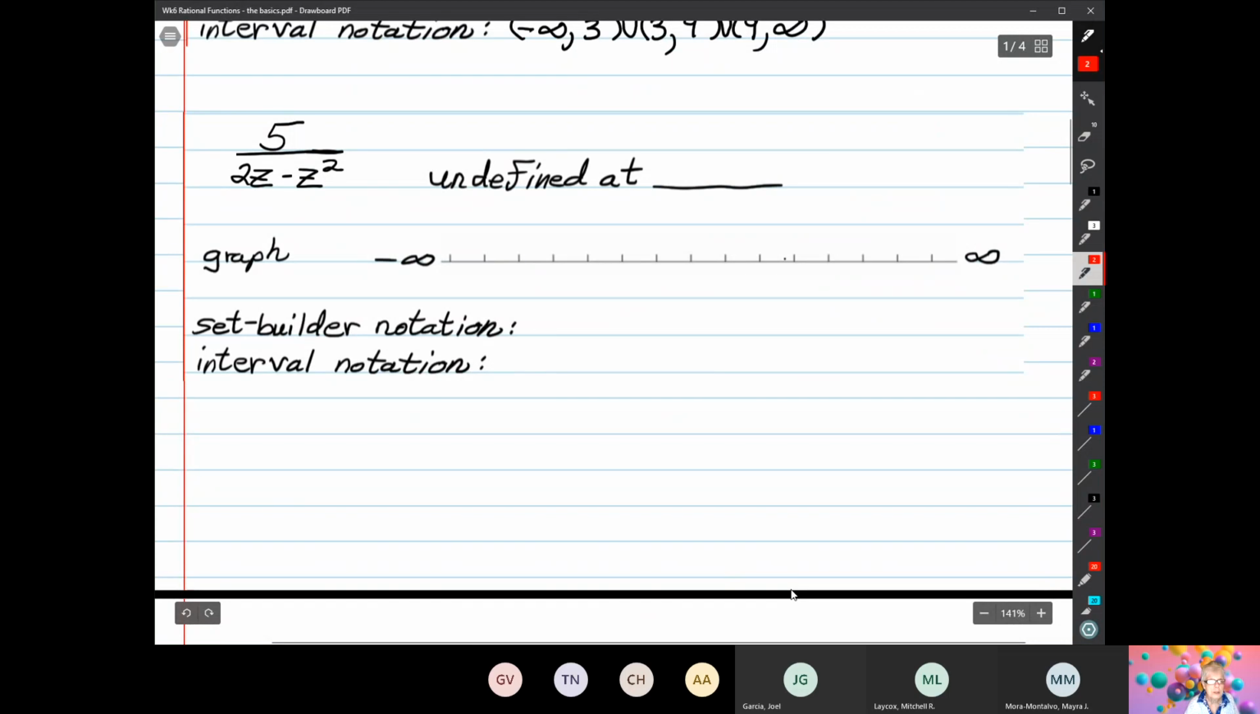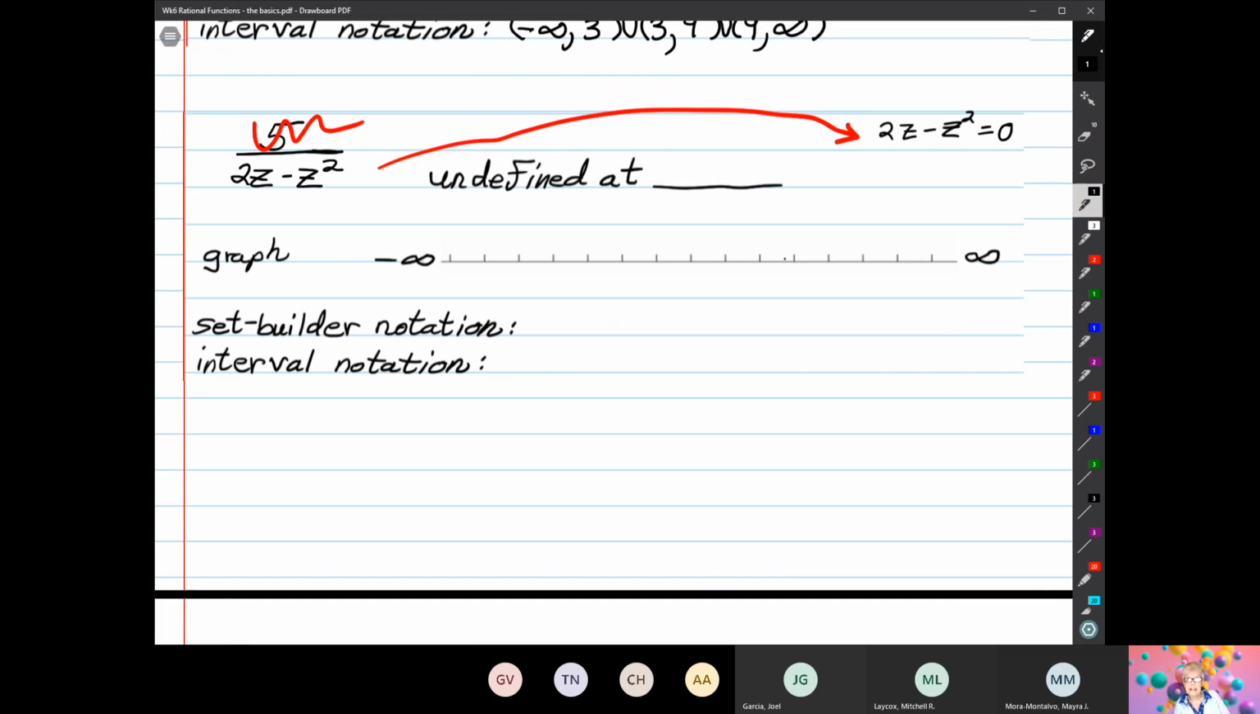Okay, now one more. Don't care about the 5. Instead, I'm going to take 2z minus z squared over here. It doesn't have to be on the right. It's just that I have some spare space over there. I could take it down here too if I wanted to, but I don't. 2z minus z squared equals 0.